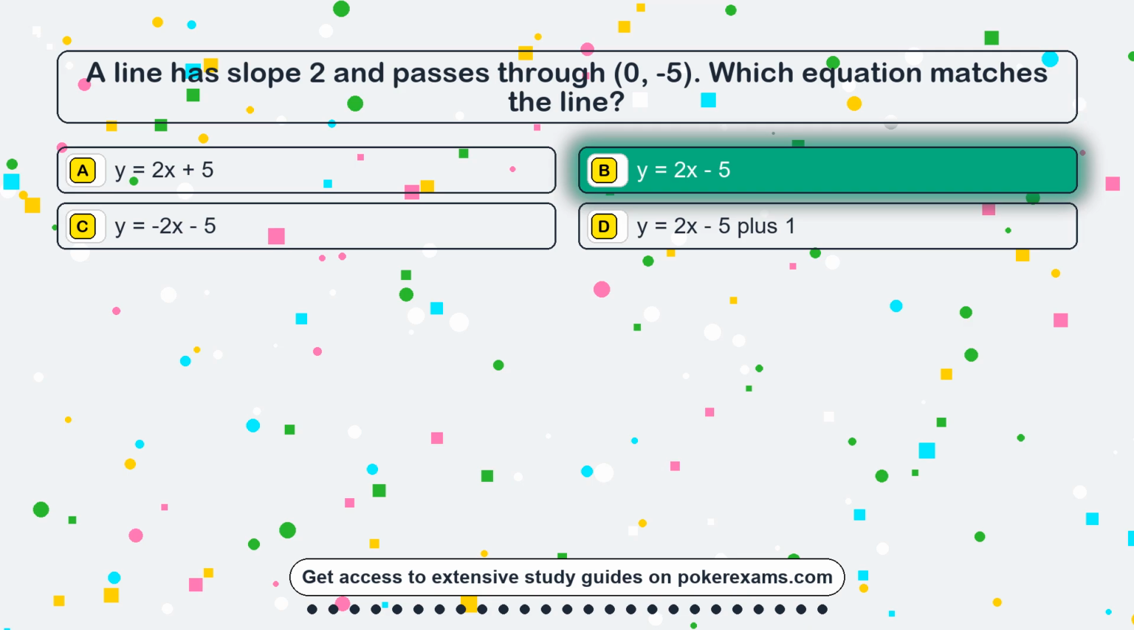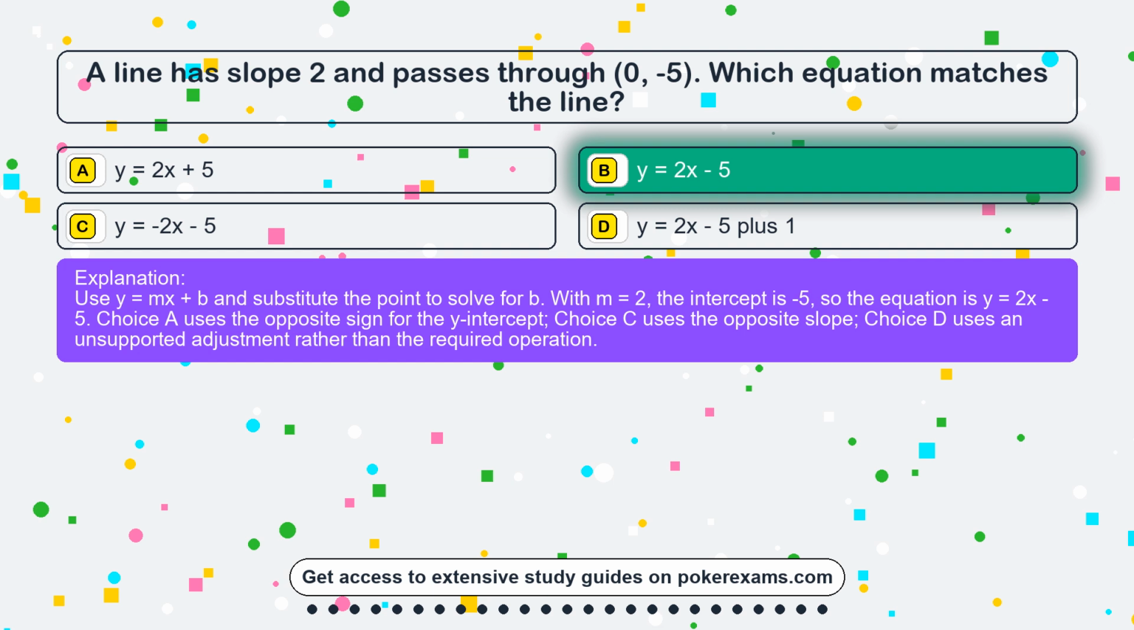The correct answer is option B, y equals 2x minus 5. Use y equals mx plus b and substitute the point to solve for b. With m equals 2, the intercept is -5, so the equation is y equals 2x minus 5. Choice A uses the opposite sign for the y-intercept. Choice C uses the opposite slope. Choice D uses an unsupported adjustment rather than the required operation.